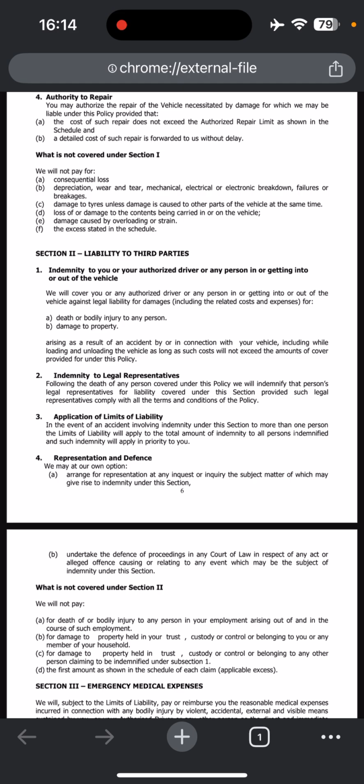So damage to tires is not covered unless damage is caused to other parts of the vehicle at the same time. And of course, your tires are not covered by your insurance policy unless an accident occurred and they're damaged or lost. So that one is covered. Damage caused by overload or strain is not covered. Do not overload your vehicle. The excess stated in the schedule.